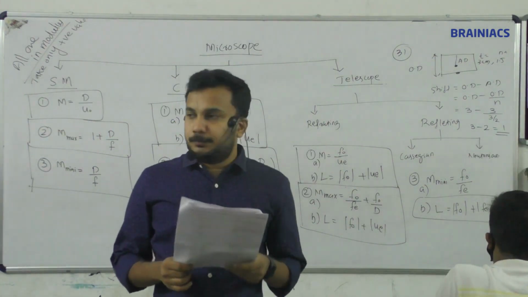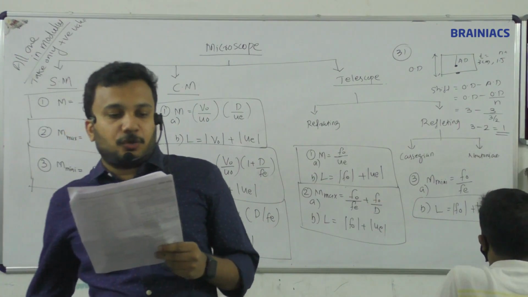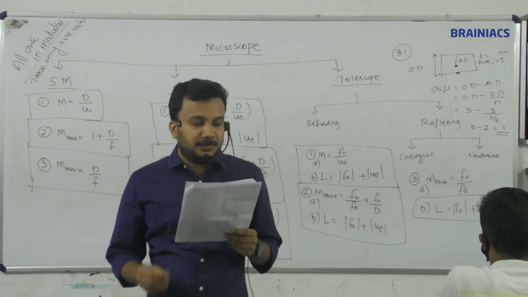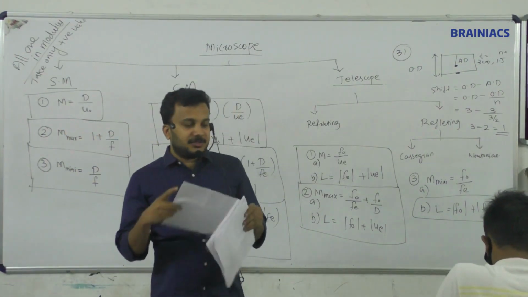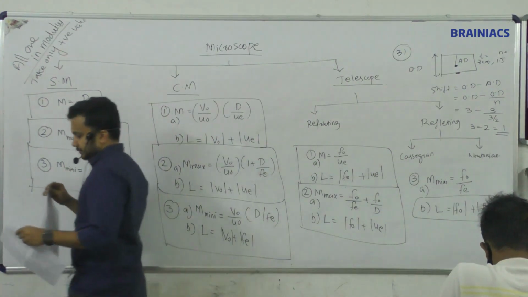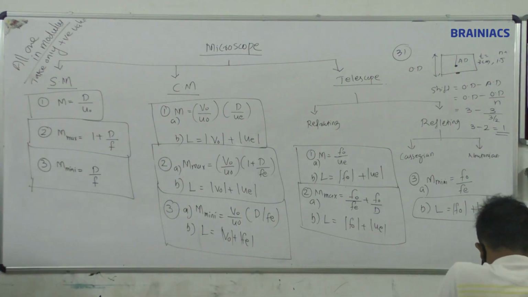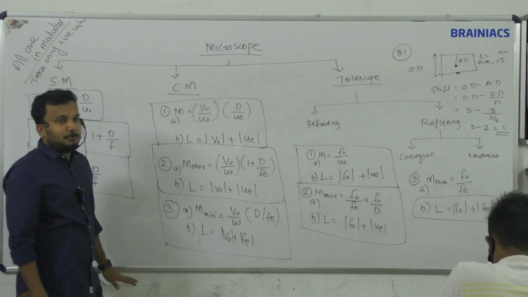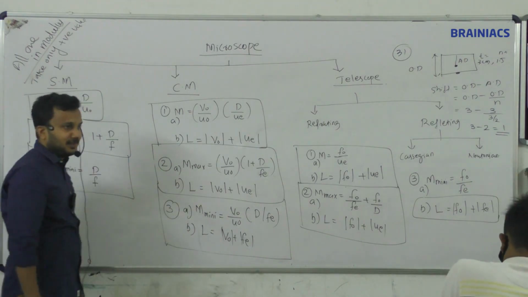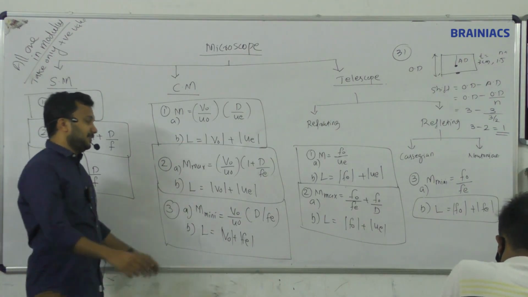Question number 32. What causes chromatic aberration? Variation of focal length of the lenses with respect to color. I hope you have no doubts. Okay, so done. Optics.